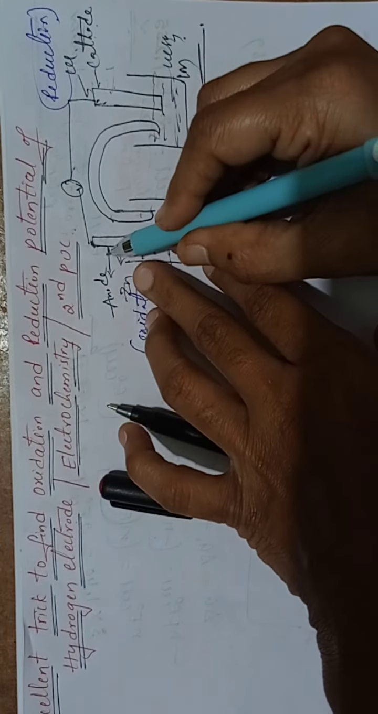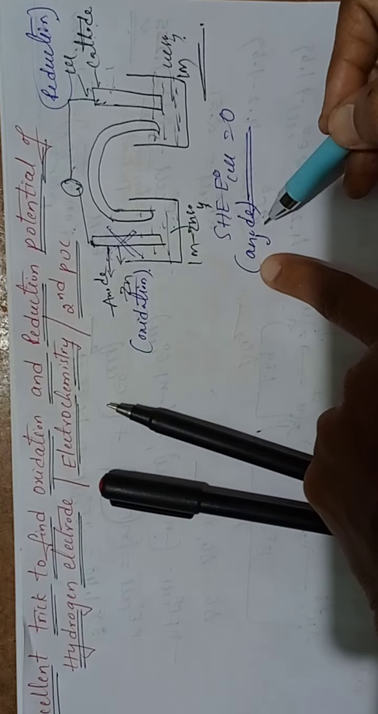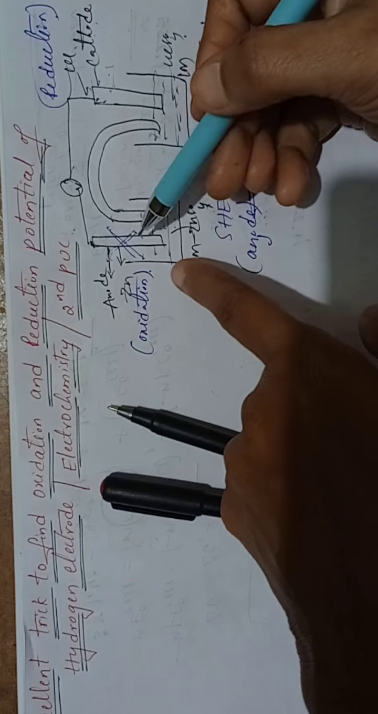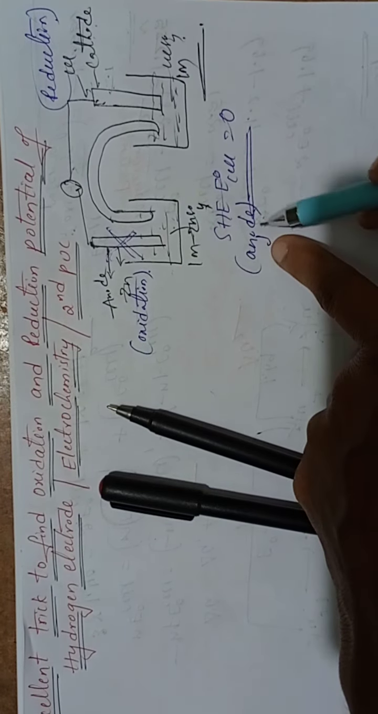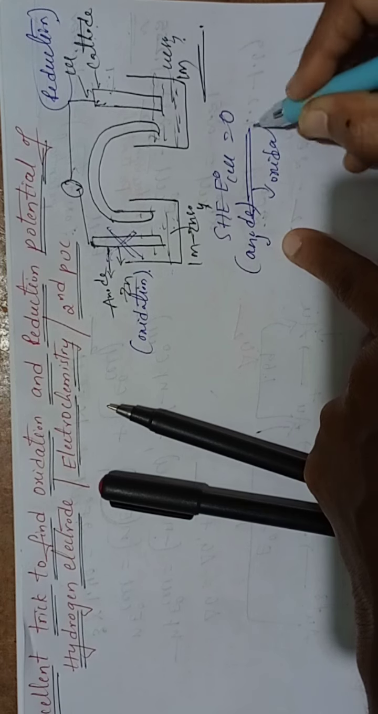Here I'm not taking the zinc electrode, students. What am I taking? I am taking the hydrogen electrode. Here is the copper electrode, and this is the hydrogen electrode. Now it is acting as anode. At anode, which reaction is taking place, students? Oxidation reaction takes place, correct?